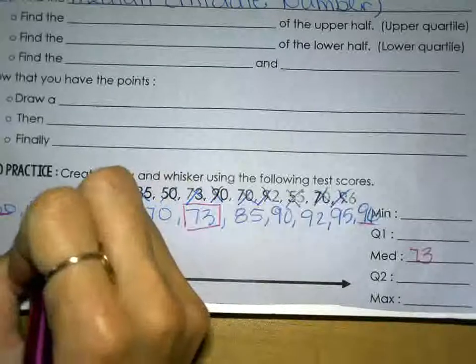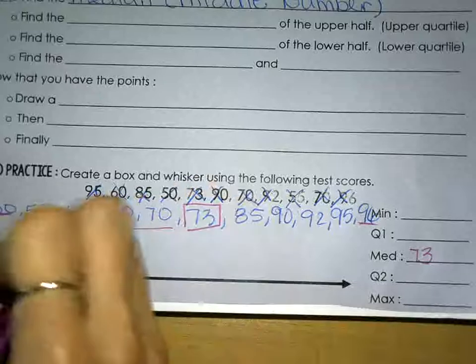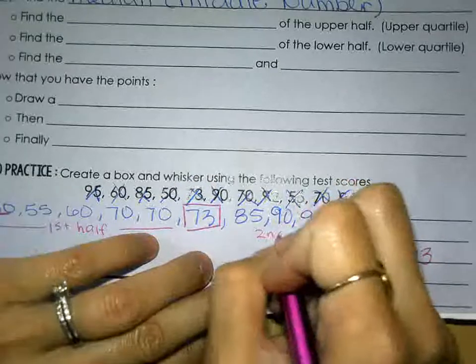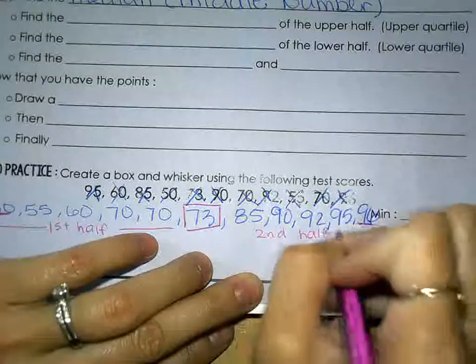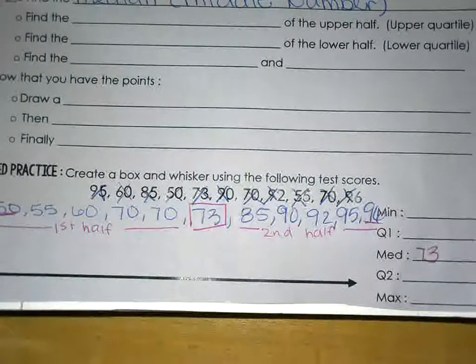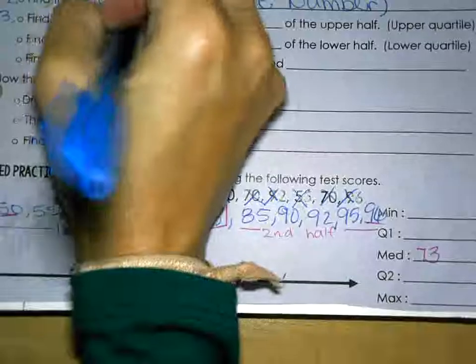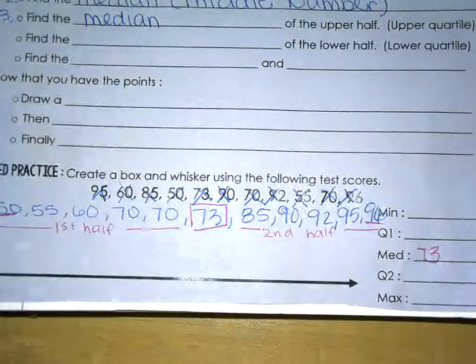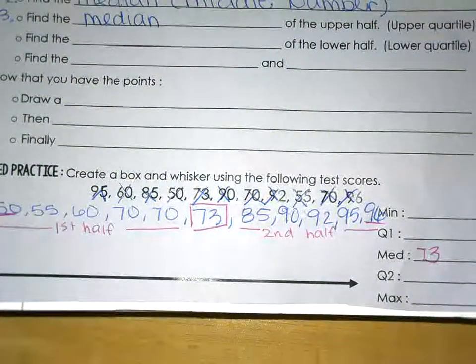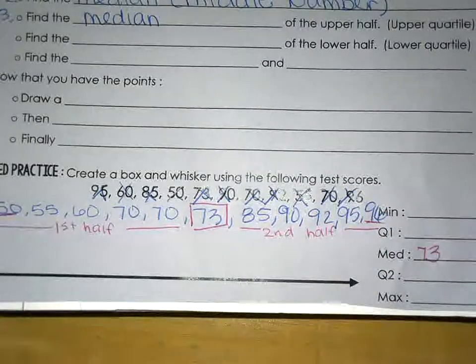Okay, so this is the first half, and this is the second half. That median breaks your set of data up into 2 separate parts. So then your third step is to find the median of the upper half, the upper quartile, the second half of numbers. So I want to find the median of this upper set.